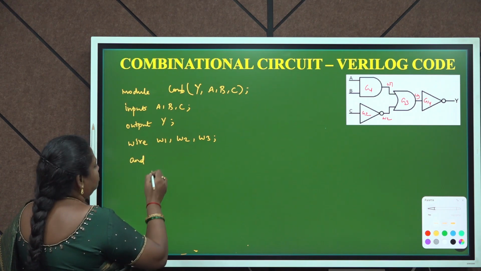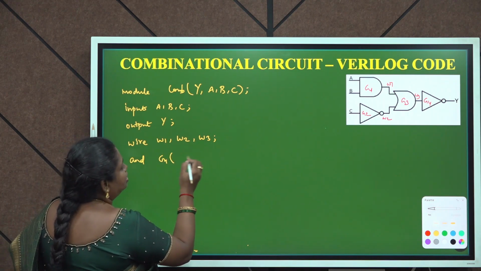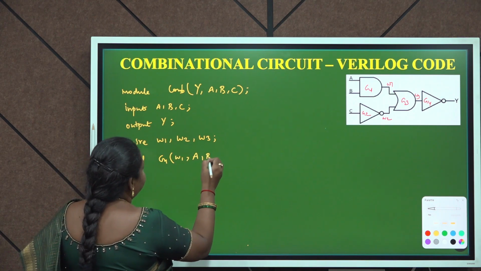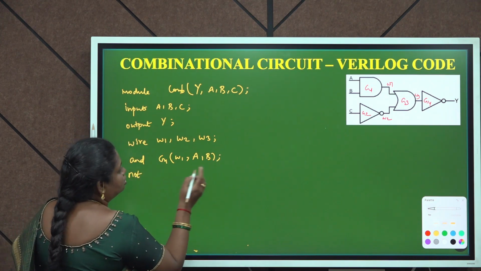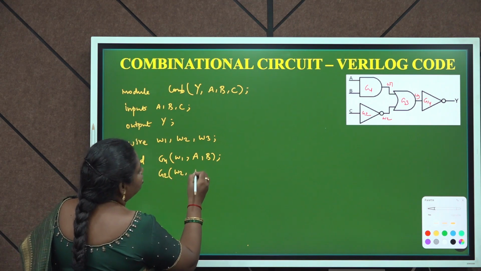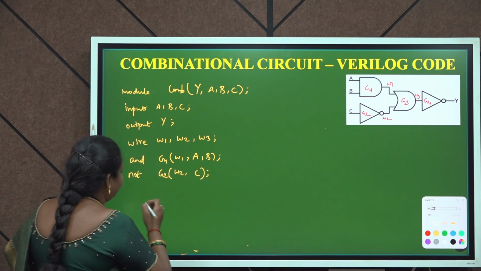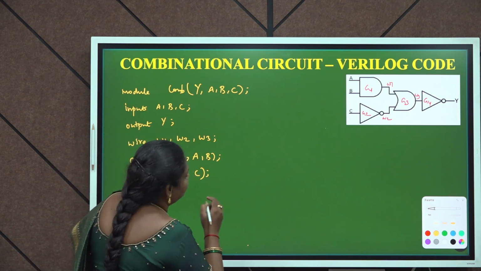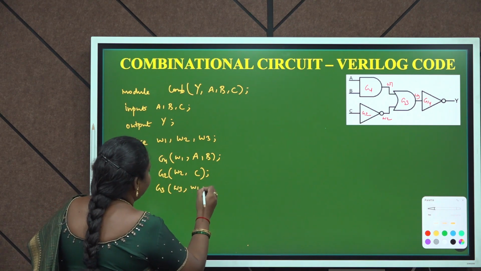The AND gate is used first. AND is the gate keyword and G1 is its label, my output is W1 and my inputs are A and B. The next gate is the NOT gate. I use the keyword not, label G2, my output is W2, comma, my input is C. Next, the OR gate with label G3, its output is W3, with inputs W1 and W2.